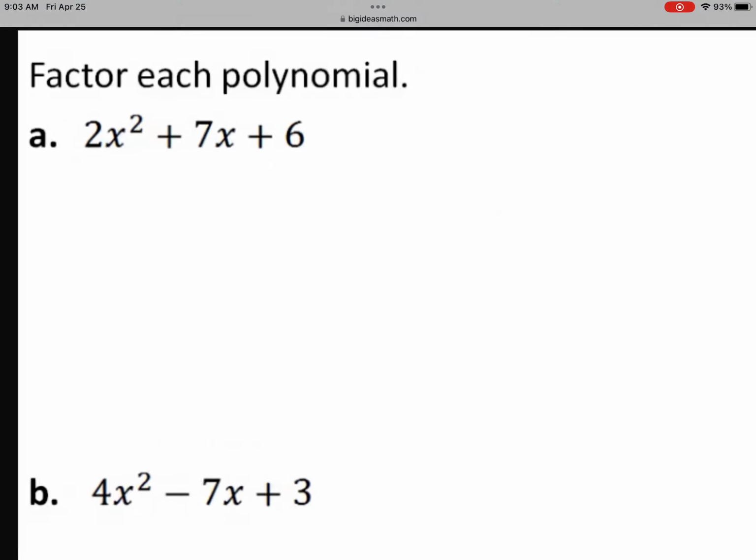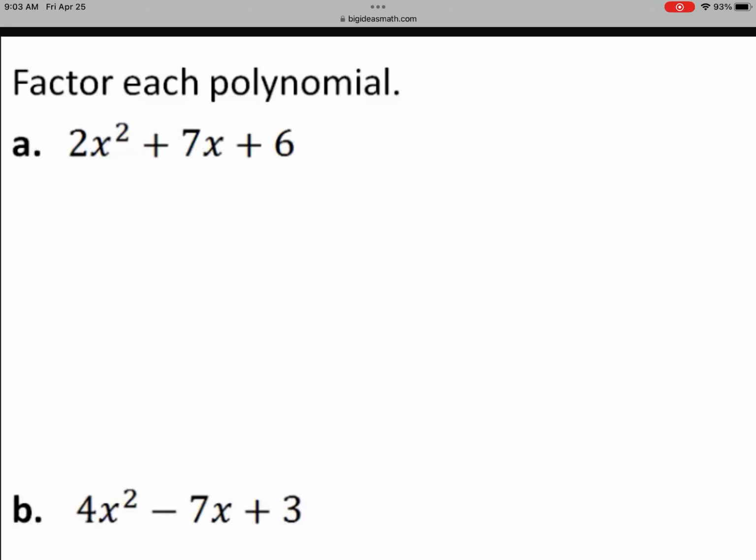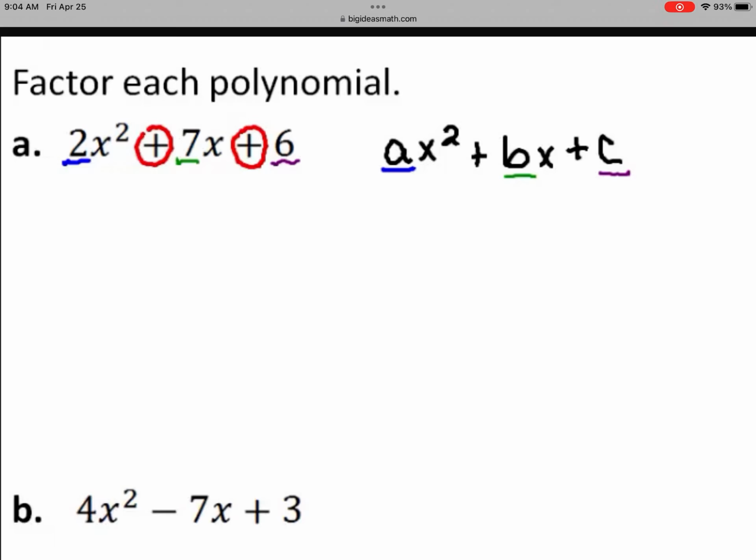Factor each polynomial. Part A, 2x squared plus 7x plus 6. Notice that 2x squared plus 7x plus 6 is of the form ax squared plus bx plus c, where a is 2, b is 7, and c is 6. There is no greatest common factor, so you need to consider the possible factors of a and c. Because b and c are both positive, the factors of c must be positive.